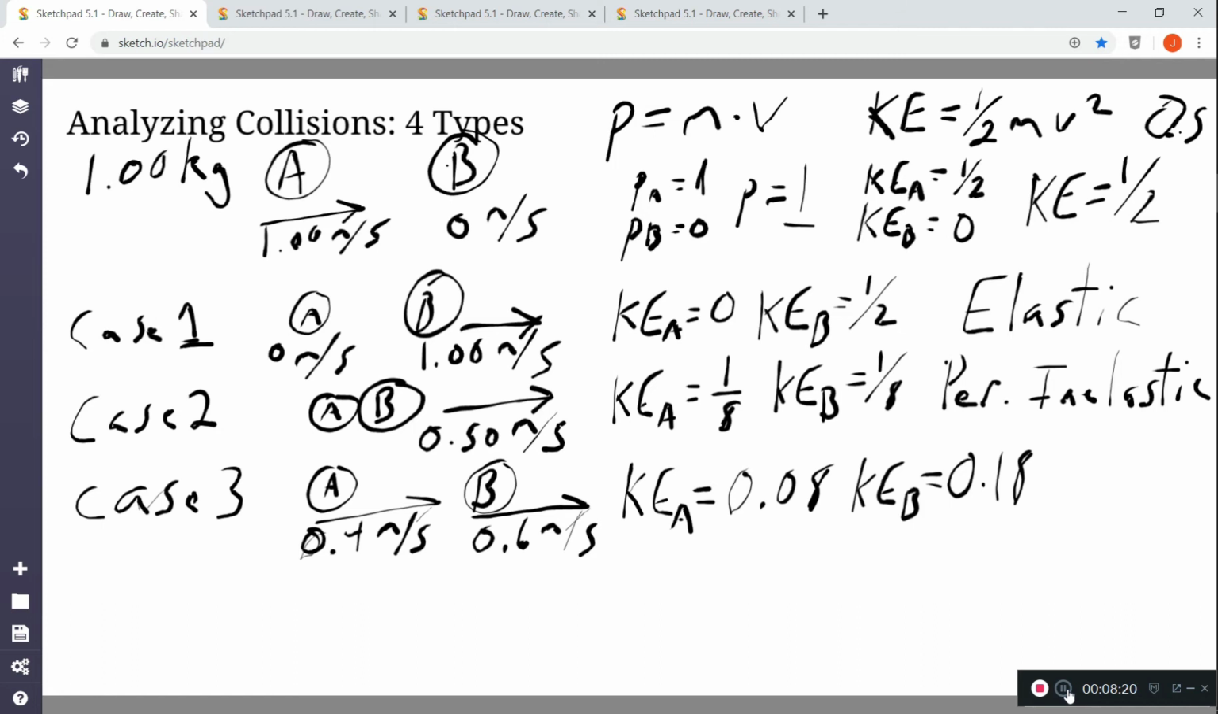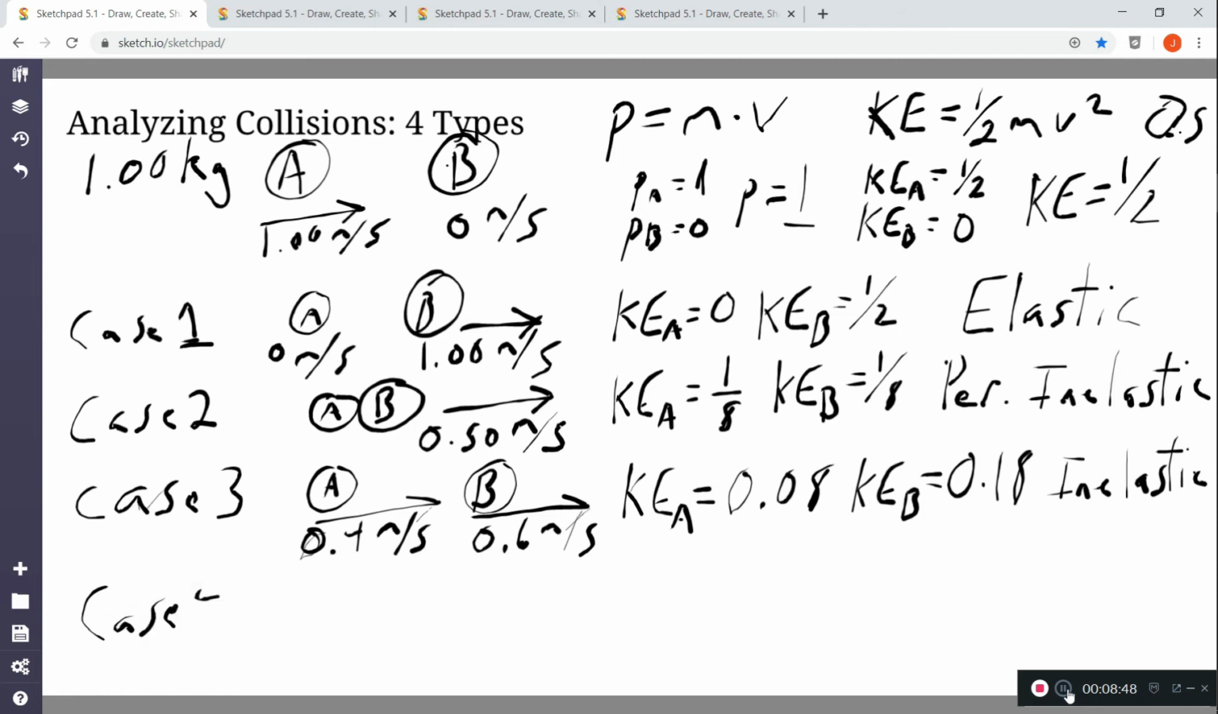So we kind of see that there's this range of potential kinetic energies that occur. And the kinetic energy can be lost in a similar way through vibration, things like that. This is just referred to as inelastic. It's not perfectly inelastic. Perfectly inelastic implies that they end up with the same velocity. But if they don't end up with the same velocity, it would just be called inelastic.